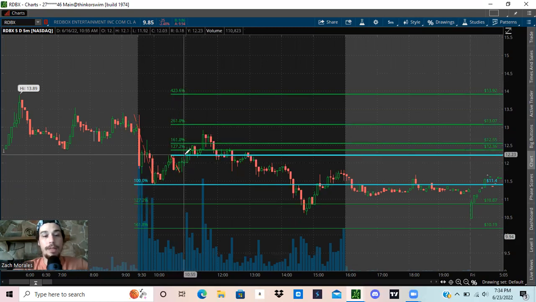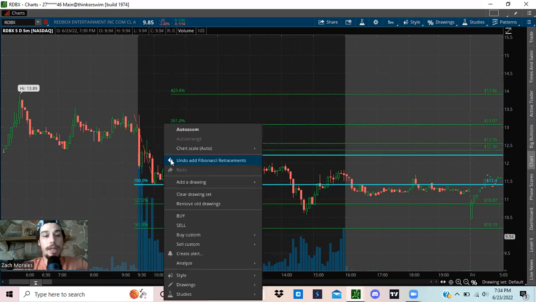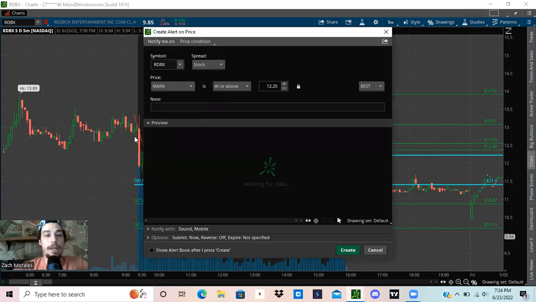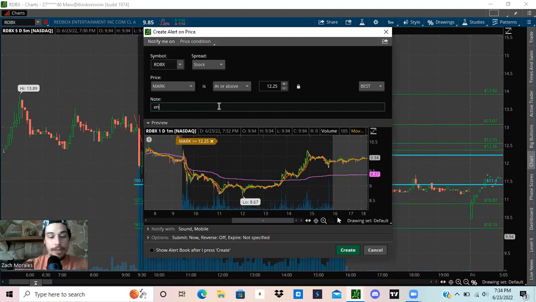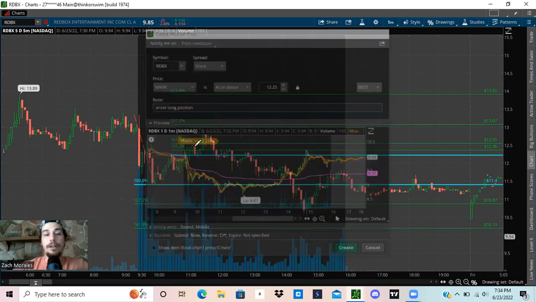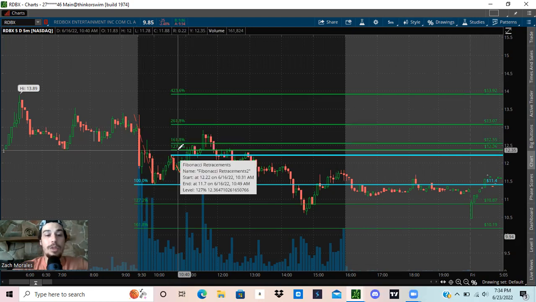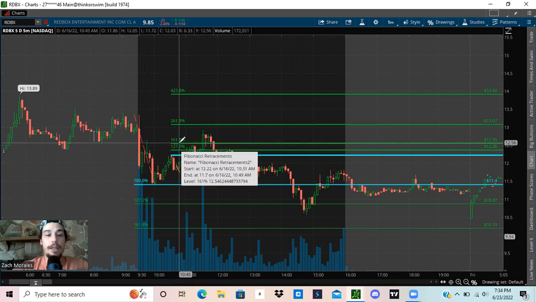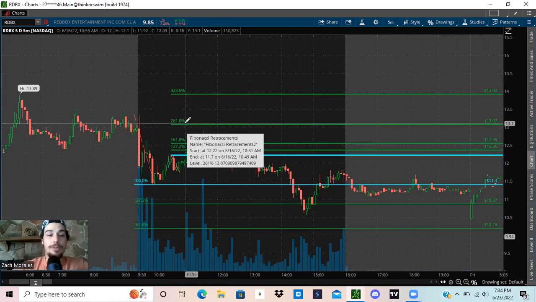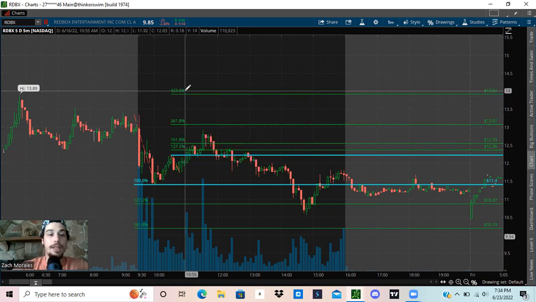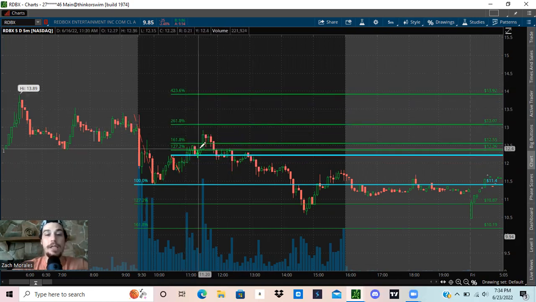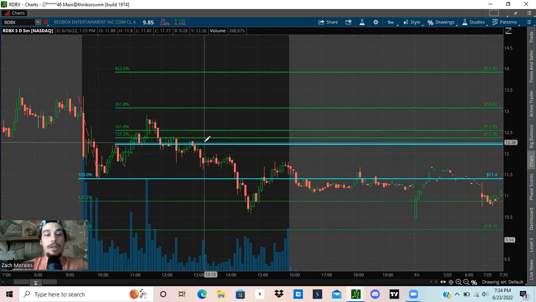Well, if we cross past our blue breakout level, we can go ahead and create an alert here. Okay, at or above, and we put "enter long position." All right, that is what you would do. Come in here, enter long position, and then again create some bullish price targets at the 127 and the 161.8. Now there are more bullish price targets such as the 261.8 and the 423.6. We'll get into those on the next day.